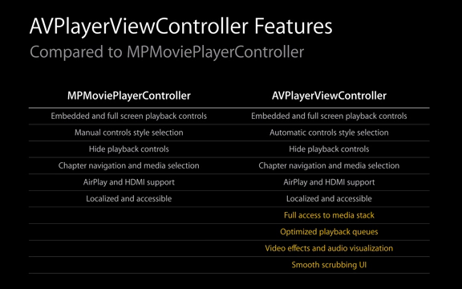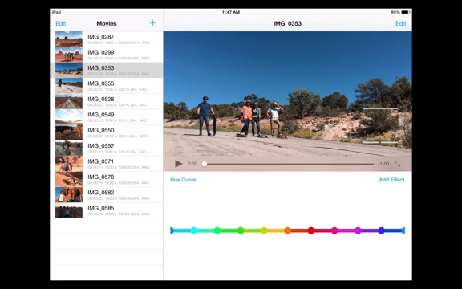Let me show you what you can easily do now with AV Foundation and AV Kit in your own iOS applications. So this is an iPad version of the movie library application that I used earlier to show you how to use AV Player View Controller. In this demo, I can now add video effects to movies. As you can see, I added a hue curve effect to this movie.